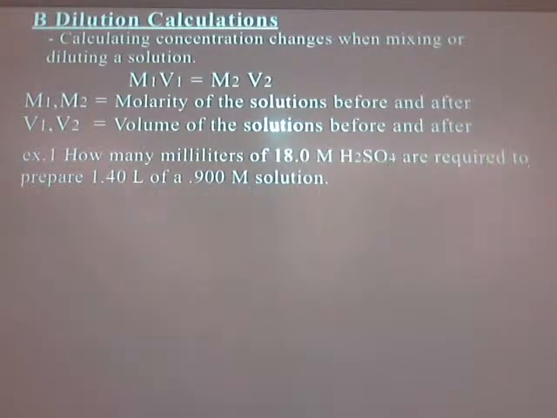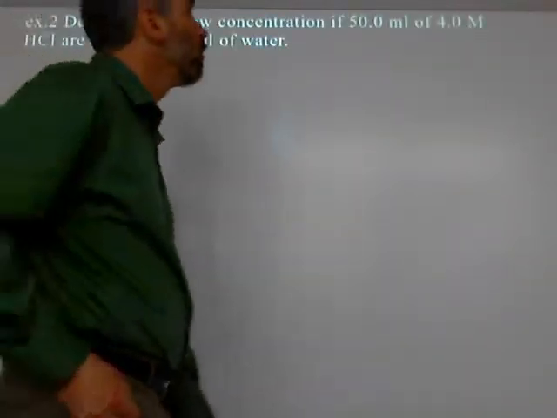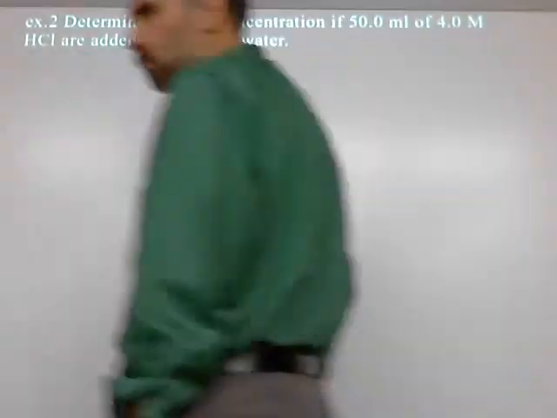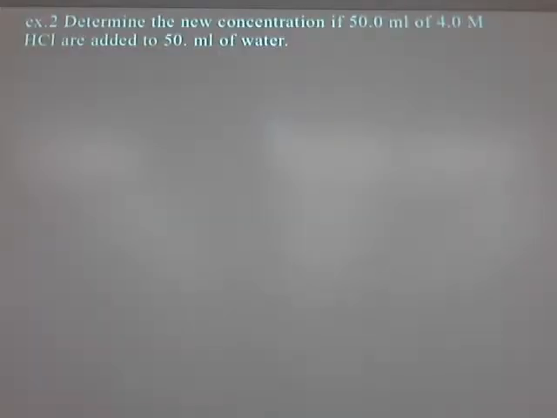Okay. All right. Now let's do a couple more examples. This one here. Determine a new concentration. And this is the kind of stuff you'll be doing in the labs, guaranteed. 50 milliliters of 4.0 molar HCl are added to 50 milliliters of water.